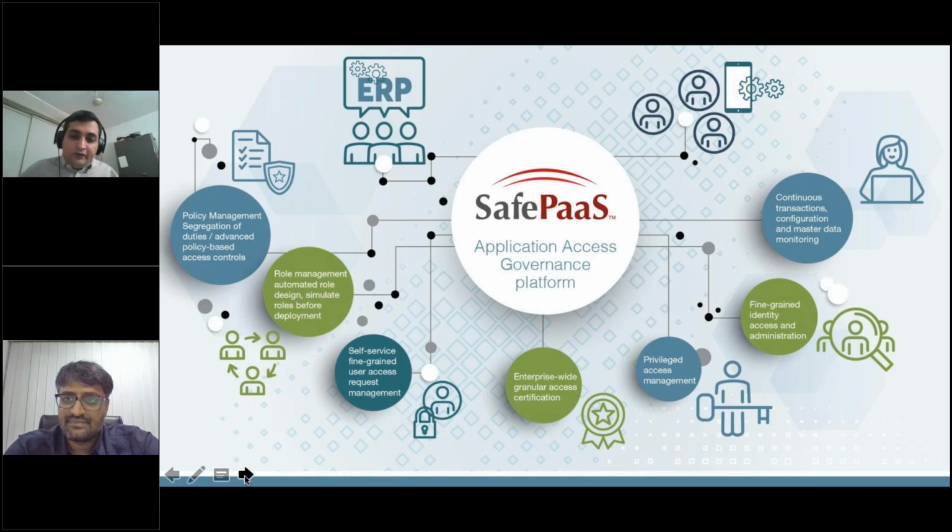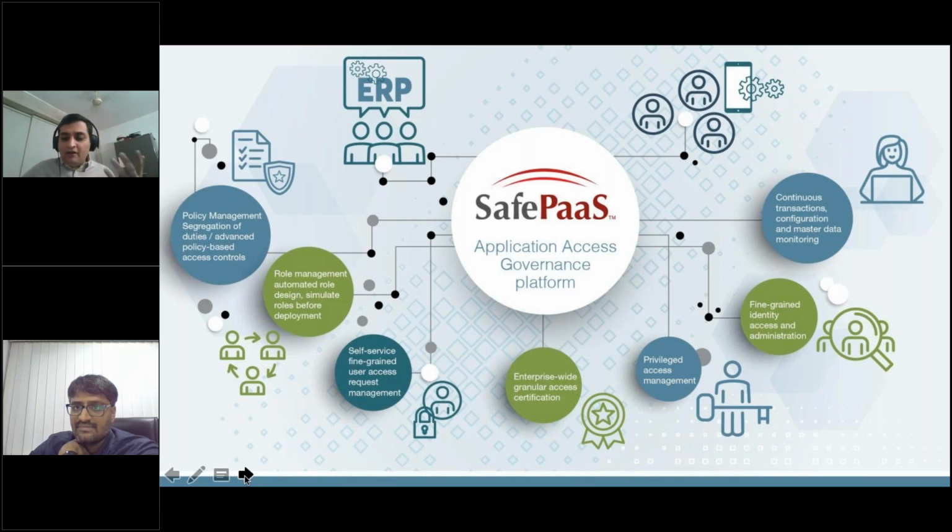Other than that, we also focus on privileged access management. I think Nalini mentioned firefighter. SAP has a very unique capability around firefighter, of course. We also cover that area, and continuous transaction, configuration and master data monitoring, where we look at changes to critical configuration items. You can take an object and we can track against it, whereby any changes made to that object should have evidence behind it, showing whether the change control board has approved it or not, and we can have that automated in a process in the SafePass application.